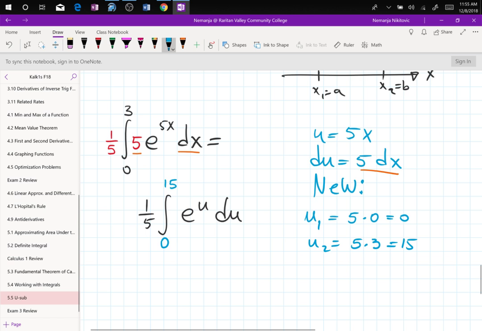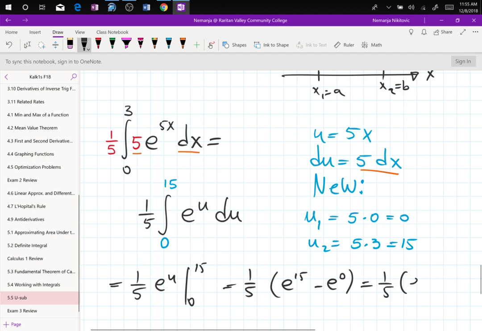So now, what is the integral of e to the u? Well, it's e to the u. So we have 1/5 e to the u computed from 0 to 15, which is 1/5 times e to the 15 minus e to the 0, which is 1/5 times e to the 15 minus 1. And this is a number. You can punch this in a calculator and get decimals for it. This is just the exact solution. That's what it is.